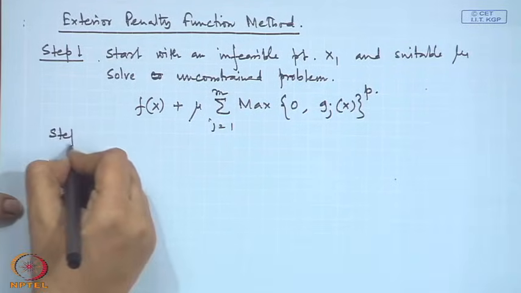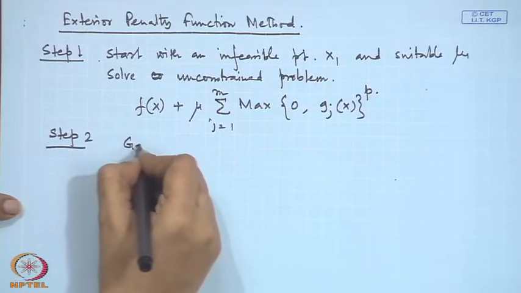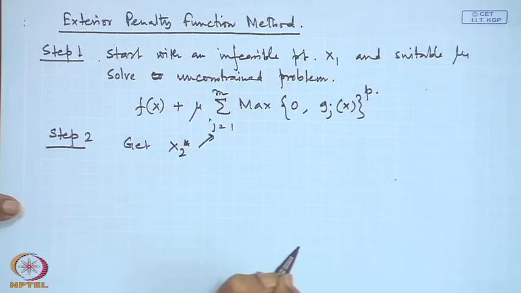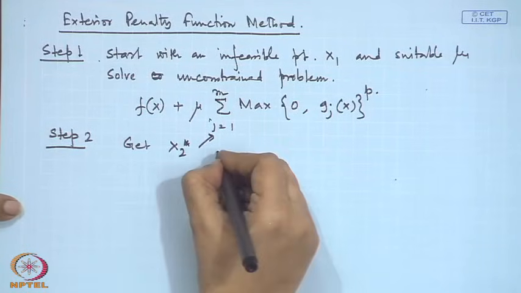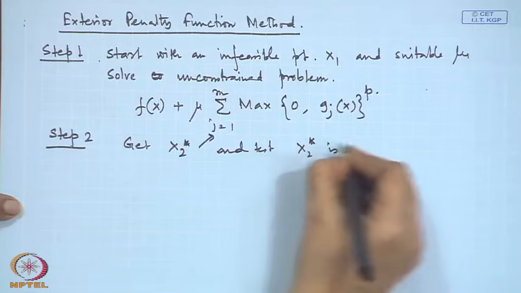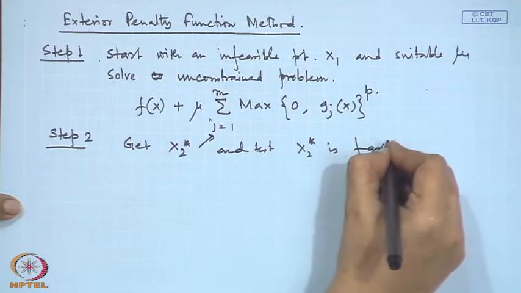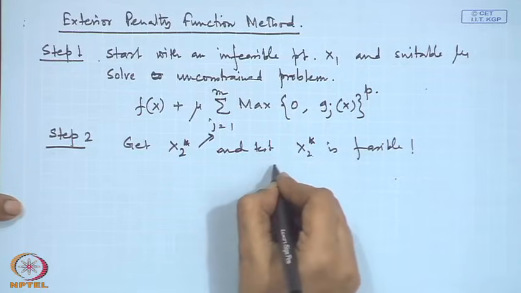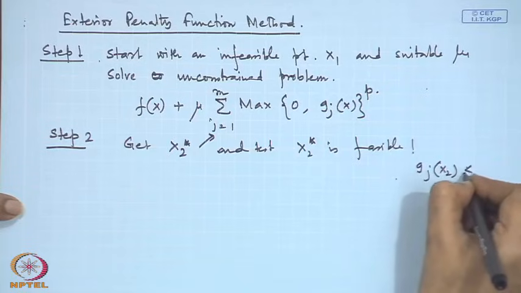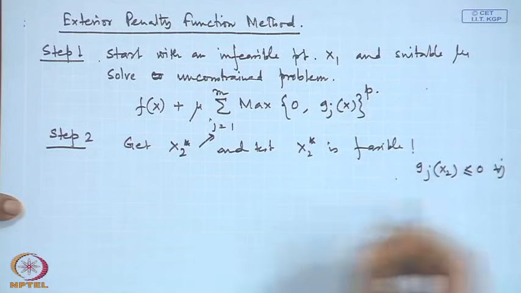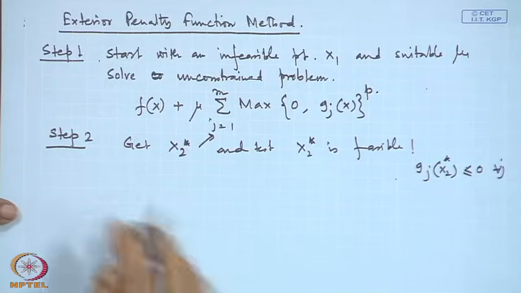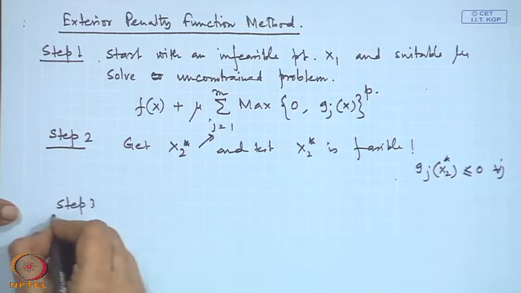Then step 2 would be to get the optimal of this problem. If this is x 2 star, then we will test whether x 2 star is feasible or not. How to check? We will just consider whether g j x 2 star is less than or equal to 0 or not, for all j. If we see that x 2 star is feasible, then we will stop our process. If it is not, then we will go to step 3.